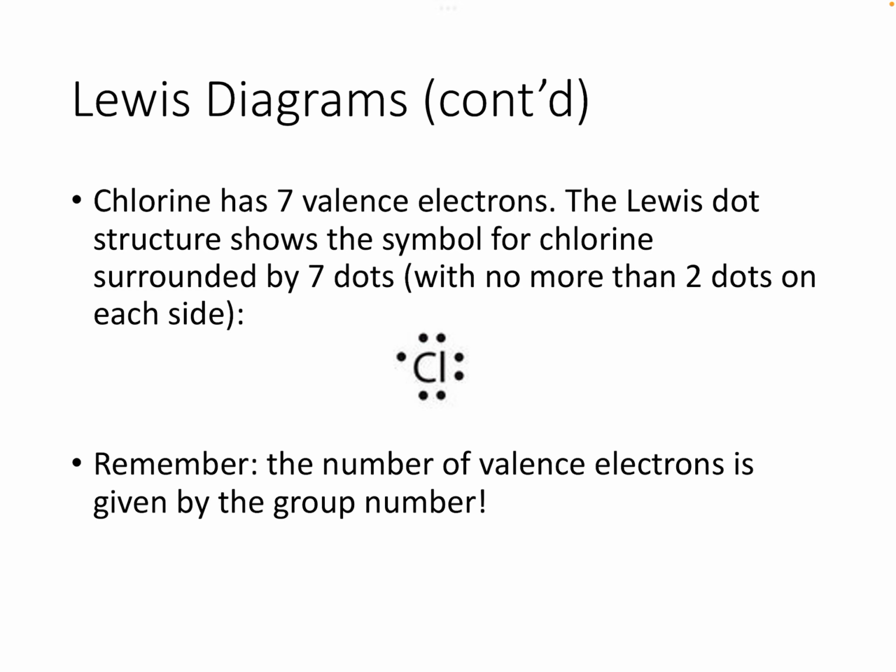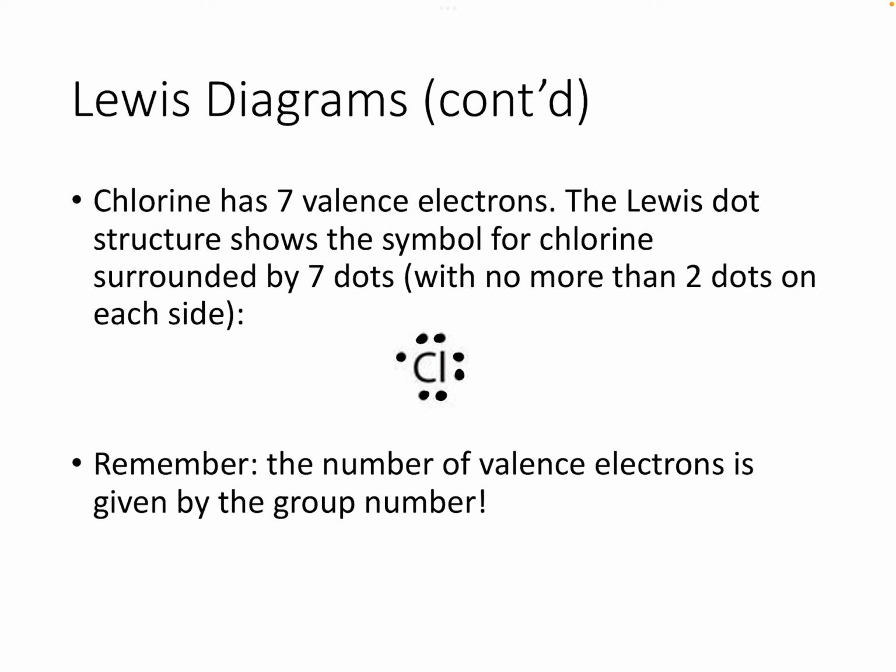So let's look at another example. Chlorine, we saw in the previous video, has 7 valence electrons. So the Lewis dot structure, or Lewis diagram, shows the symbol for chlorine surrounded by 7 dots. And notice that we only have 2 dots on a side. So we have 2 dots on the top of chlorine, on the right, on the bottom, and then the last dot is on the left.